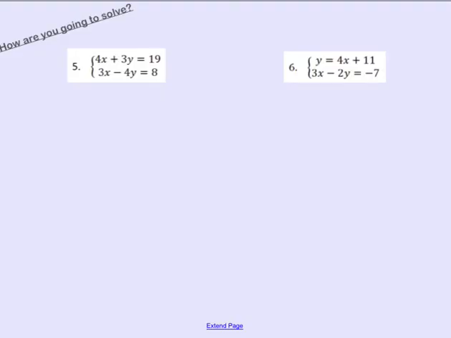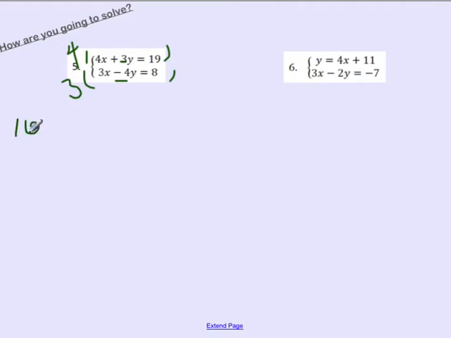Let's take a look at number 5. For number 5, I notice again that it's in standard form. So to me, it makes the most sense to use elimination. I see that my y's have opposite signs, but I need to multiply. I need to get these two numbers to be the same. The smallest thing that 3 and 4 multiply to is 12. So I'm going to multiply the top equation by 4, the bottom equation by 3.